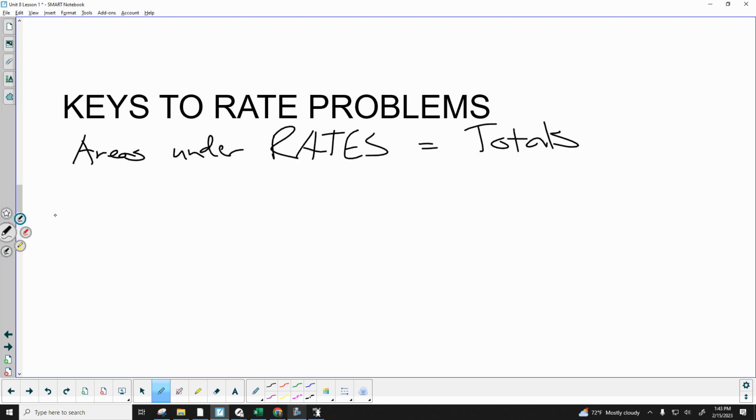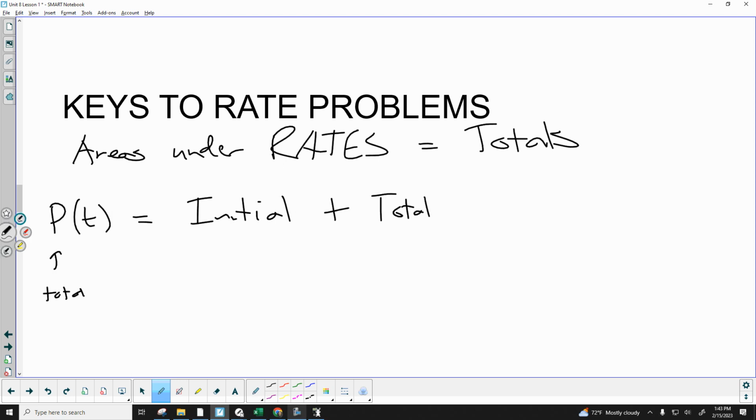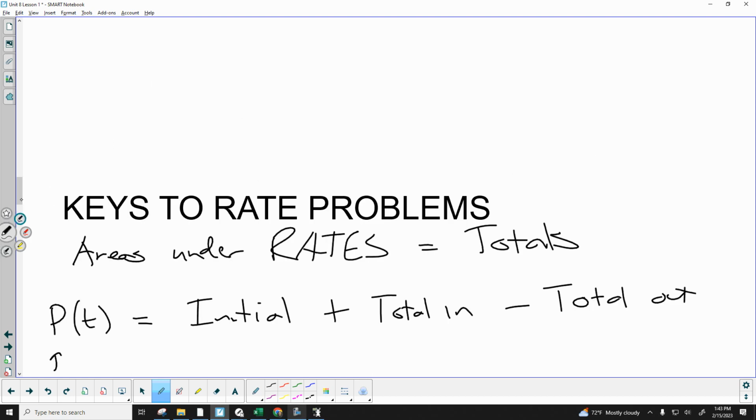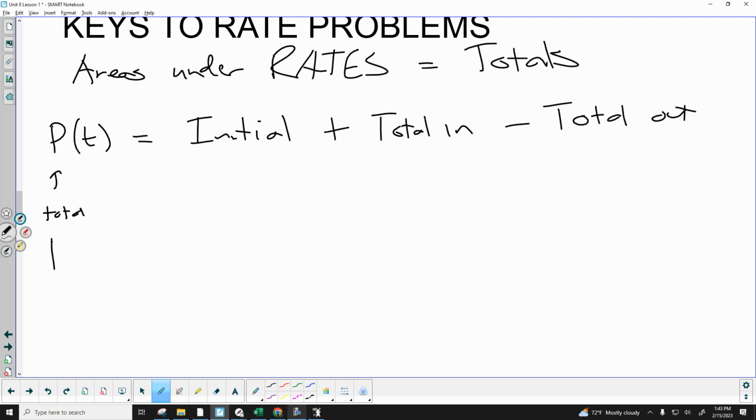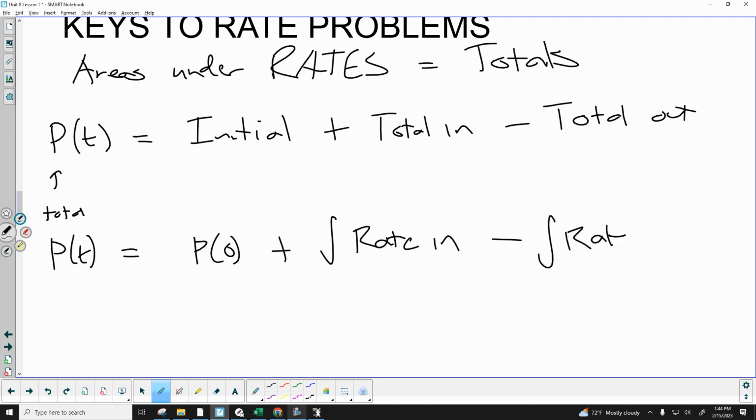For all of our problems, to find a total, I'm going to use population, we have an initial amount, I'm just writing this again, plus a total that has come in, minus a total that has gone out. To find our total in and total out, we will have to take areas under our rate in and our rate out. Okay. How much water is in our pipe after 8 hours? Get a calculator.